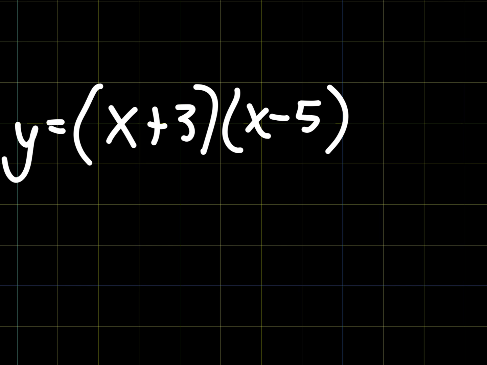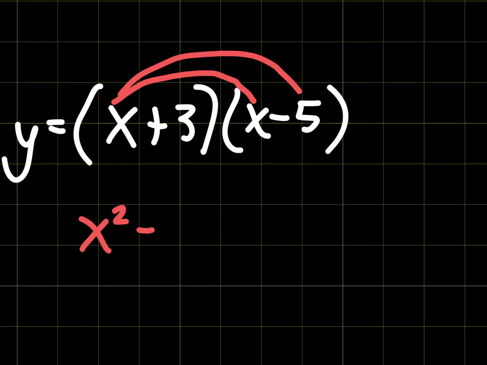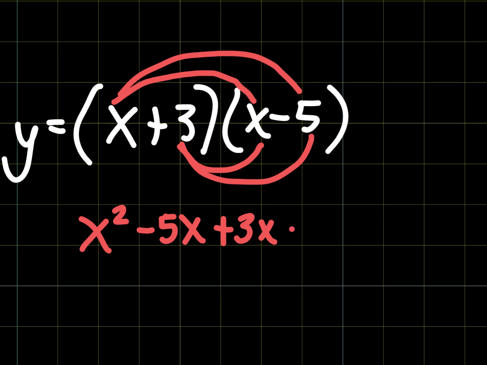I really think the loops help. You don't have to do them if you're like a pro. If you get these right every time, then ignore me. But if you're not getting them right every time, x squared, that one's negative 5x plus 3x minus 15.